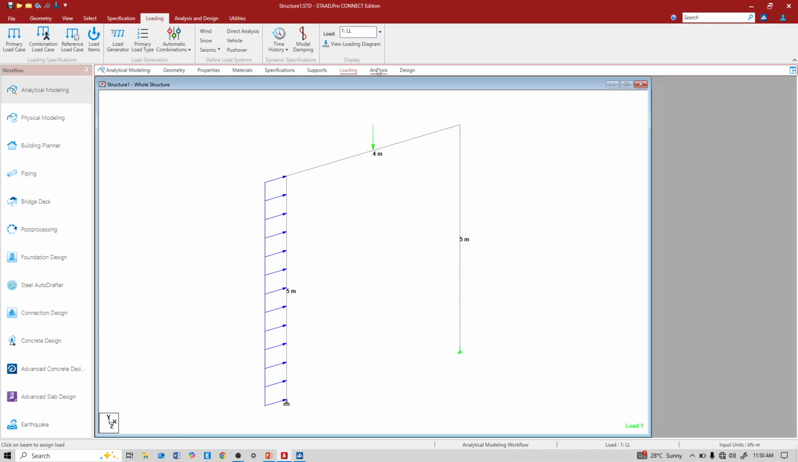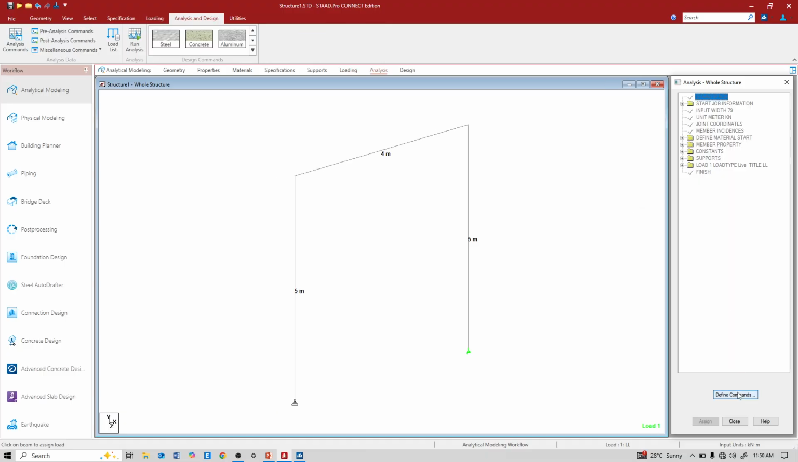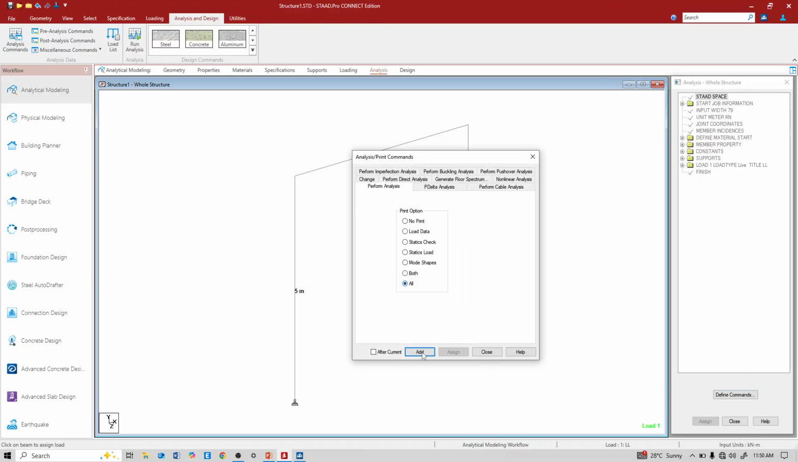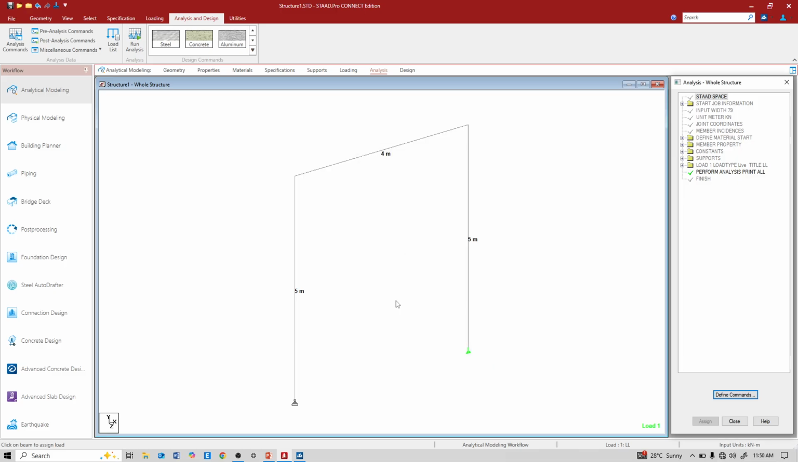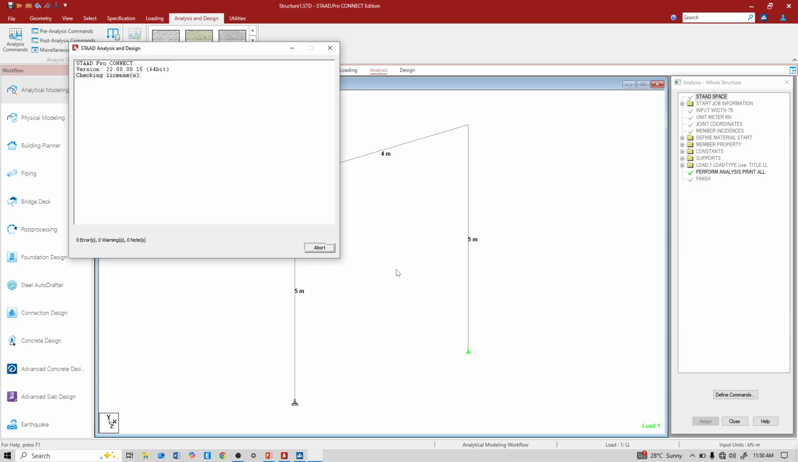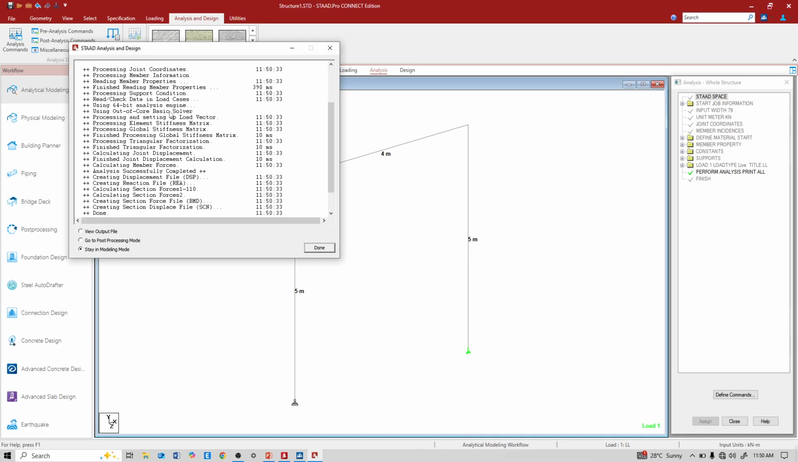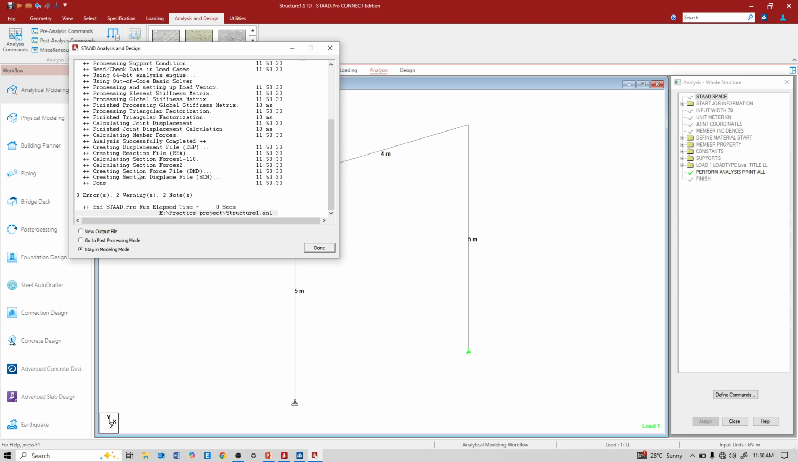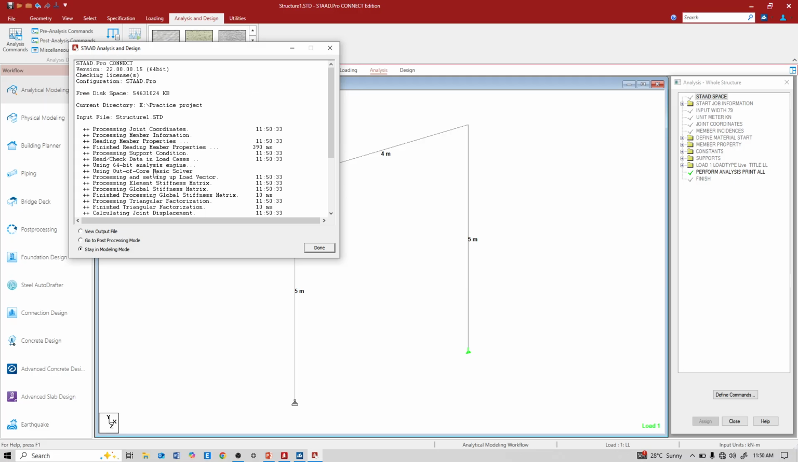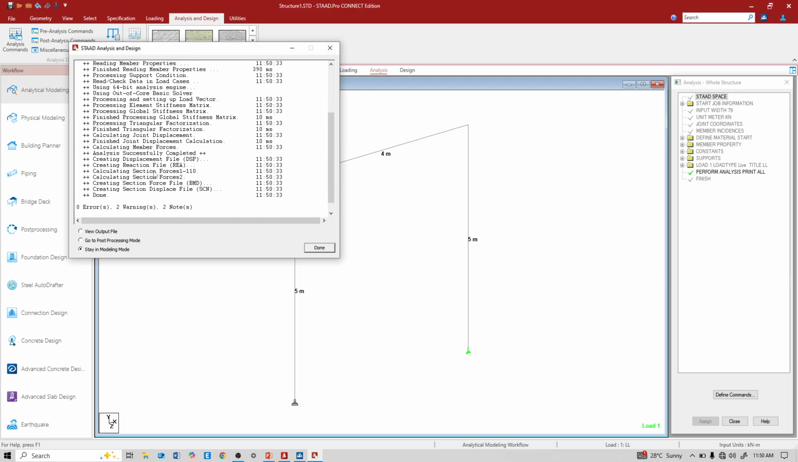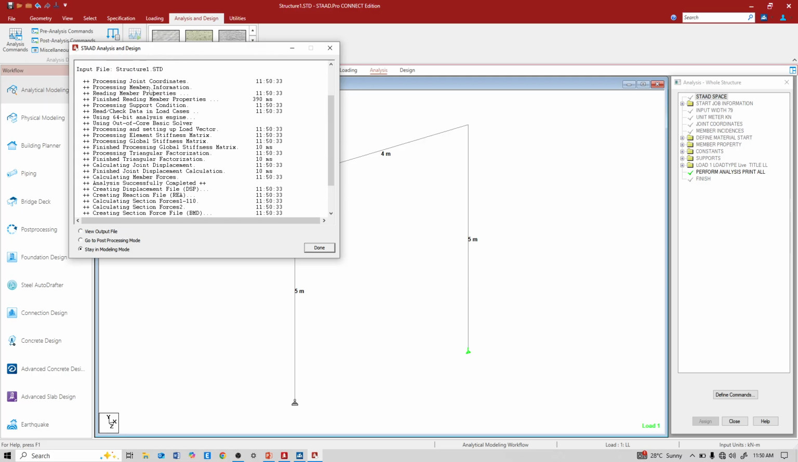Now analysis, click here, define command, all, add, close. Now run analysis. Structure has been modified, save. See how STAAD Pro calculates all of this. See this, joint coordinate, member element, stiffness matrix, global stiffness matrix, how we calculated manually and how STAAD calculated. See this, reading member properties, all this.